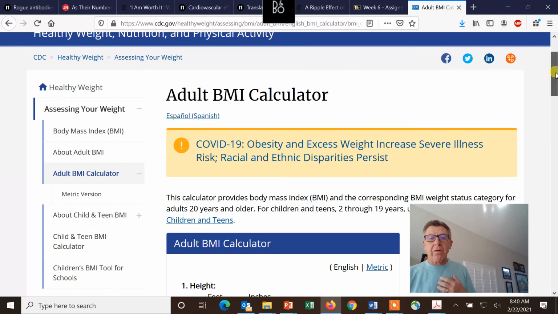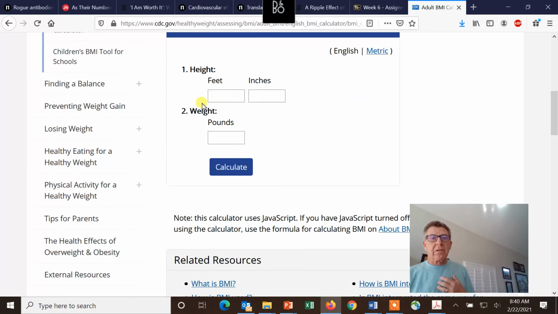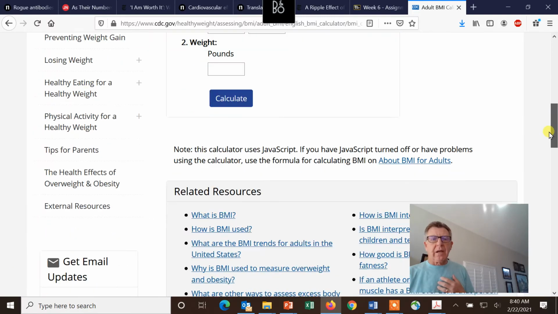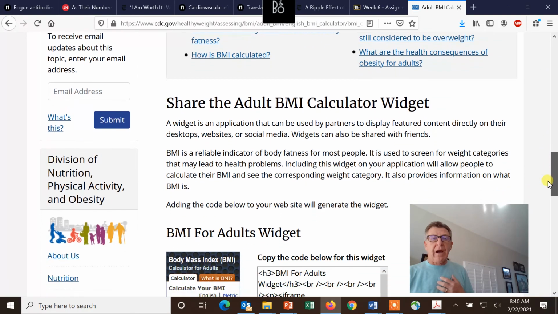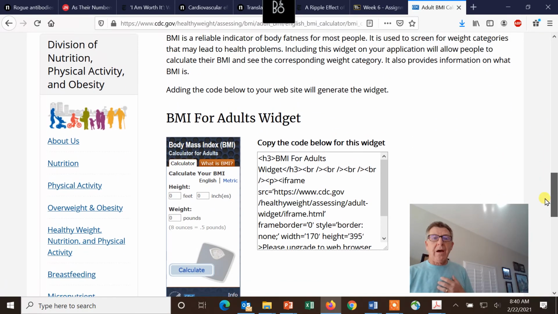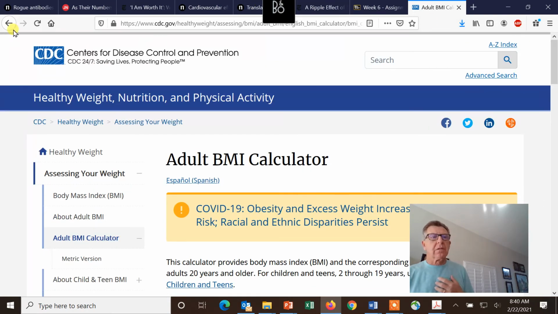And we come back over here. Obviously, I've been in here, and you just enter your height and your weight, and you get your BMI. Okay. And then you ask yourself, do I have a good BMI?